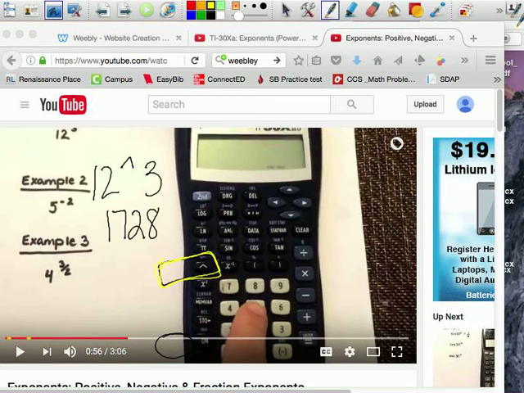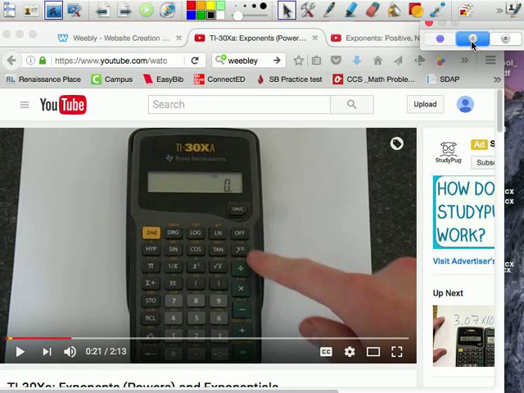Now, some of you have a different calculator, so I'm going to do that one next. Okay, some of you have this TI-30XA, and it's a little more tricky to remember how to do it, so we're going to go through which button to use. He's going to do, well, now I've forgotten what problem. I think 2 to the third power. Yes, he's going to do 2 to the third power.